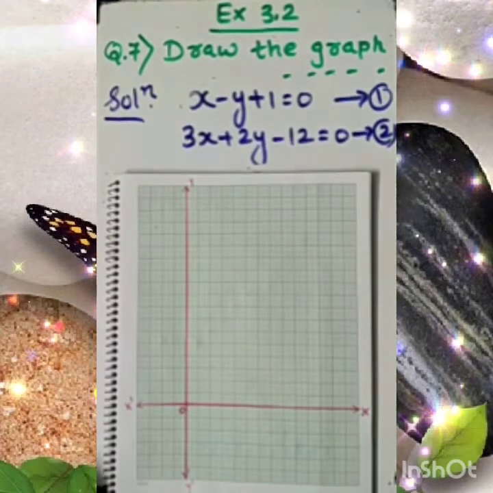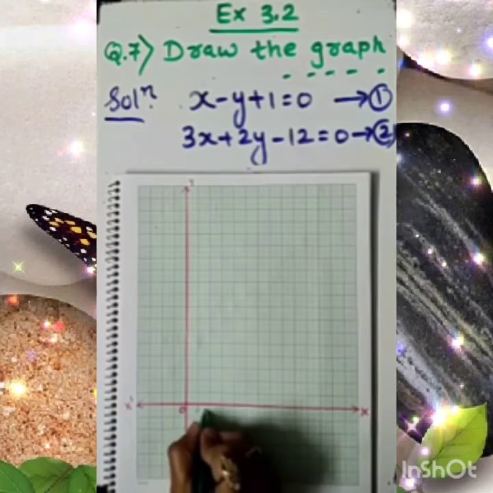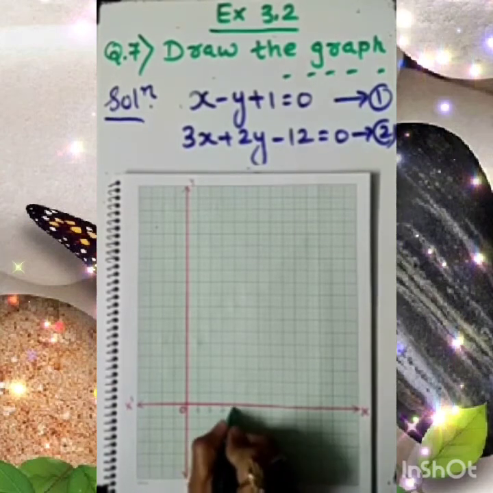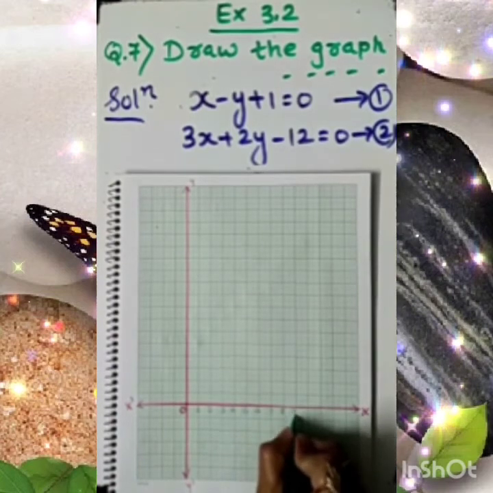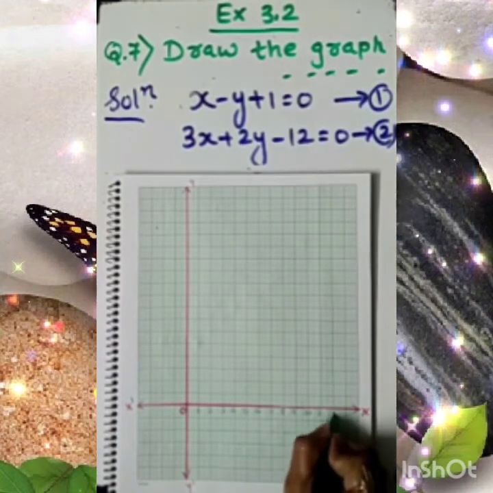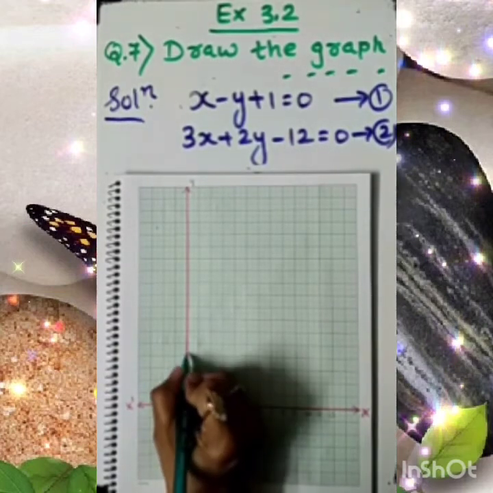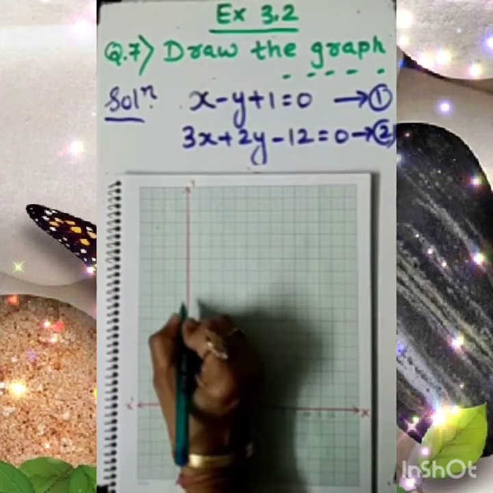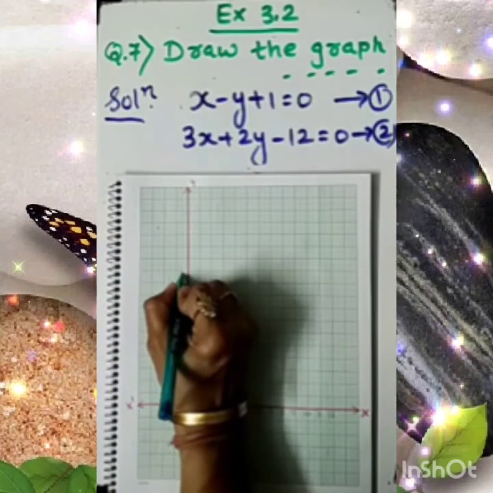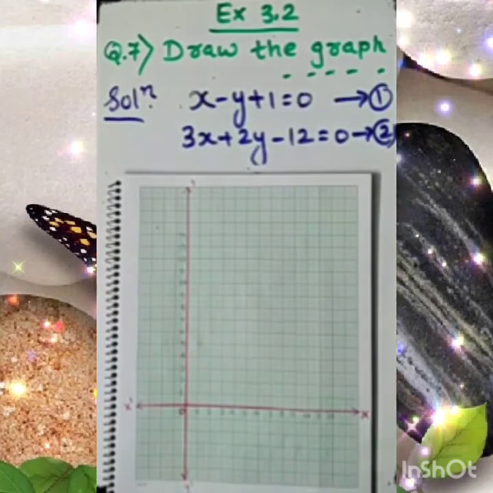Fine. Now let's note the numbering. Let's write the numbering. That is 1, 2, 3, 4, 5, 6, 7, 8, 9, 10, 11, and 12. Same thing, 1 unit for that: 1, 2, 3, 4, 5, 6, 7, 8, 9, 10, 11, 12, 13, and 14. I think that much is enough. Fine. Now, let's locate the points.